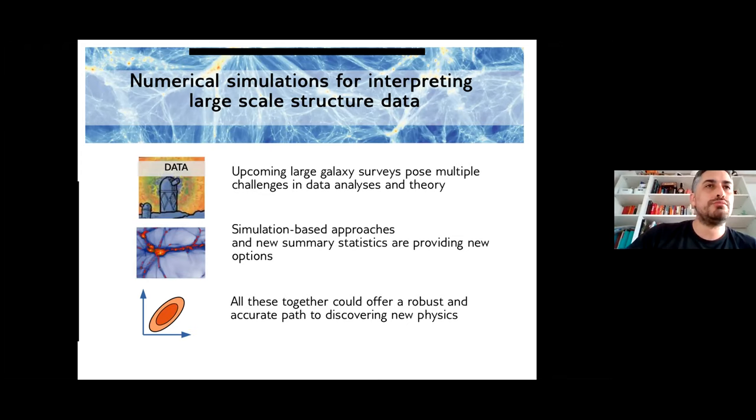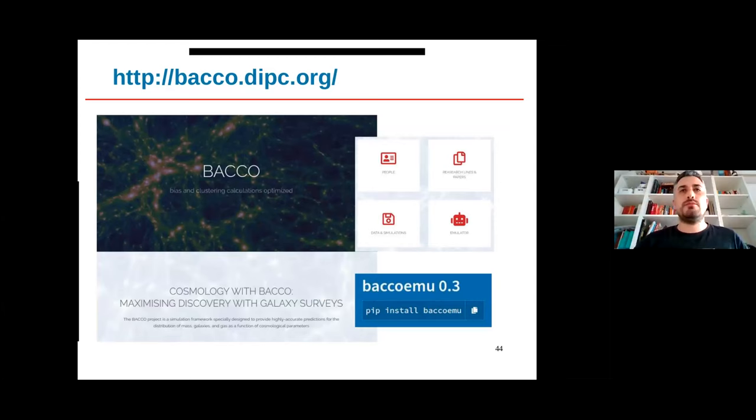And also, if you're interested, we have this website where we have made all of our emulators and trained neural networks publicly available, and we're going to also be putting our simulations and catalogs out for anybody that is interested. So thank you very much for listening.